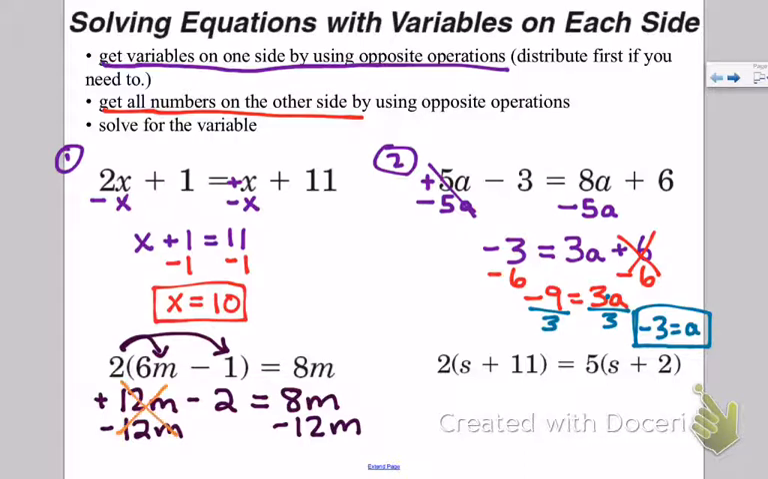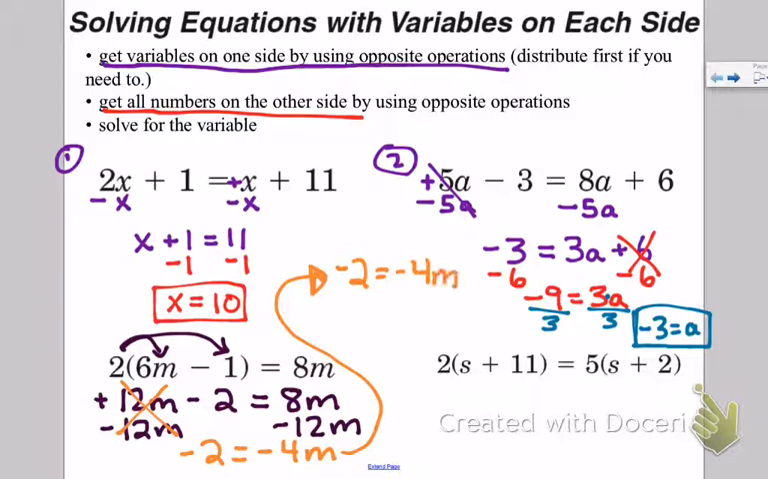The 12 and the negative 12m cancel out, and I'm left with negative 2 equals 8 minus 12, negative 4m. Because I'm running out of room, I'm going to pick back up here. Sorry about that. So I have -2 equals -4m. I'm just rewriting it so I can clearly see what's going on.